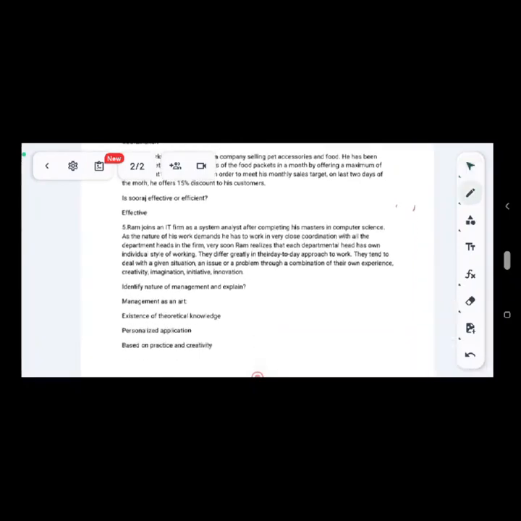They're telling us to find the nature of management in the question. Generally, the nature of management is of three kinds: art, science, and profession. Here, if we see the third line from the last, they have given that everyone has an individual style of working, and they differ greatly in their day-to-day approach. It tells about the personalized application of management as an art. And the last line, creativity, imagination, initiative and innovation, tells about the practice and creativity aspect of management as an art. So we can say that this nature of management is management as an art.